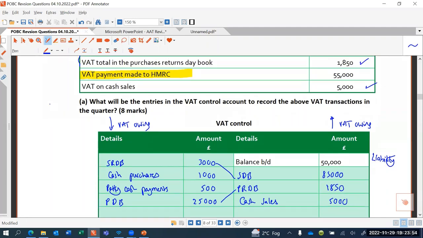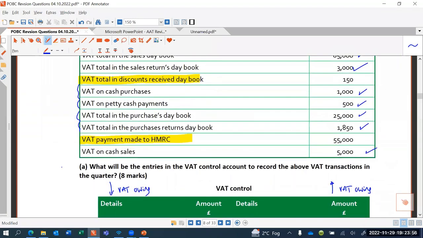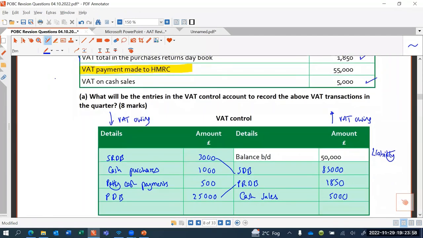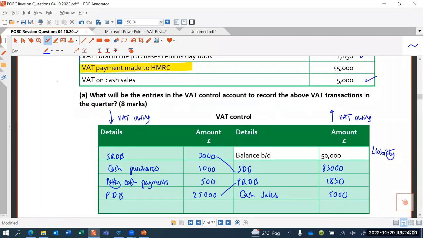So that leaves me with the two more complicated or a bit more messy entries. First one being VAT payment made to HMRC. So I've actually taken money out of my bank account and I have paid off some of the VAT owing. What side of my VAT account would that go on?